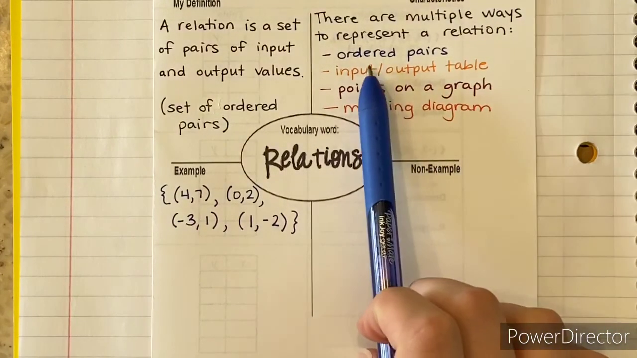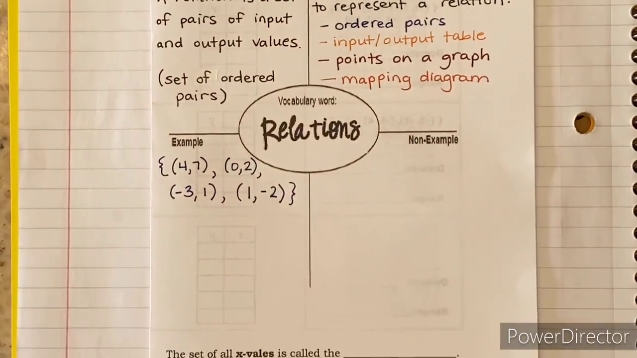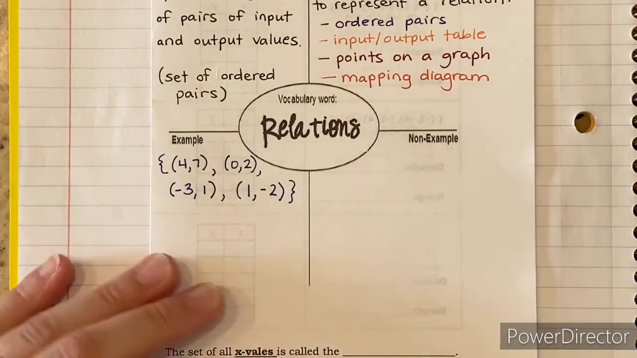The other one I want to do is that input-output table, the XY table. And we'll just make an XY table of those 4 ordered pairs. So here's what that looks like.